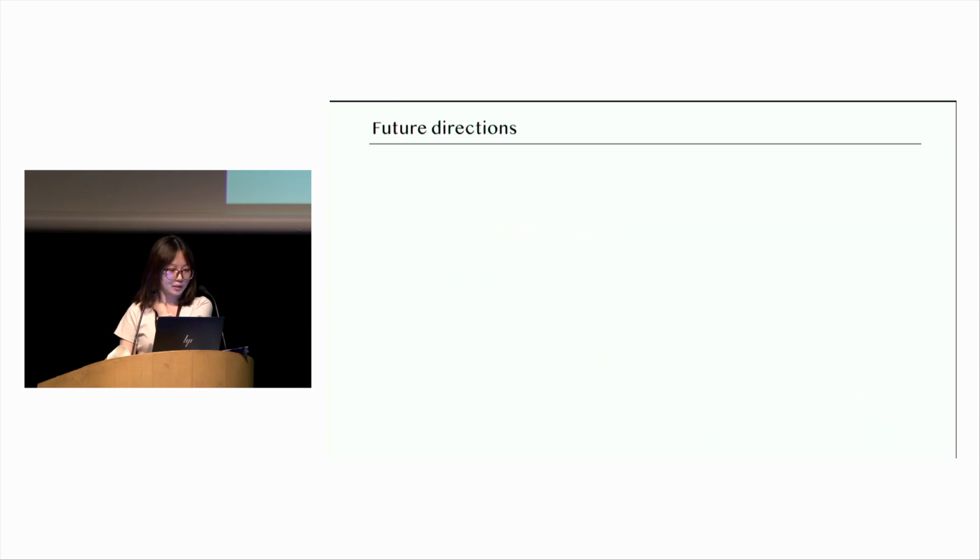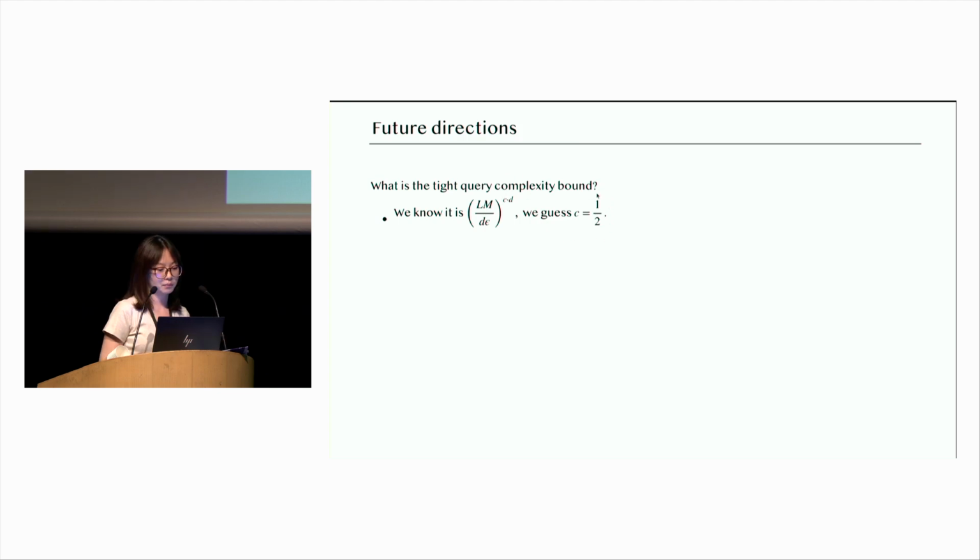And here come some future directions. The first open problem is: what is the real tight query complexity bound? We know it has such a form, but we don't know what the constant in the exponent is. What is the constant coefficient in its exponent? We guess it might be 1/2, but we don't know how to prove it yet.